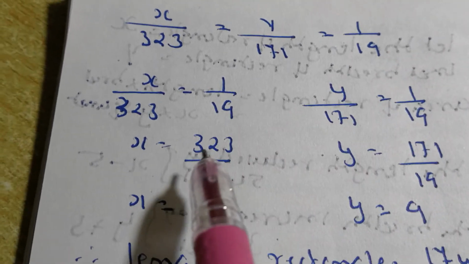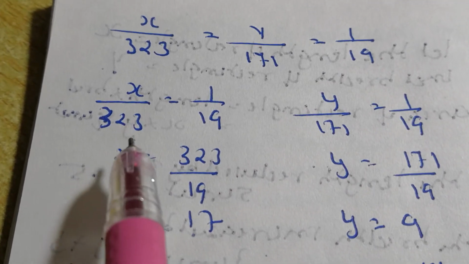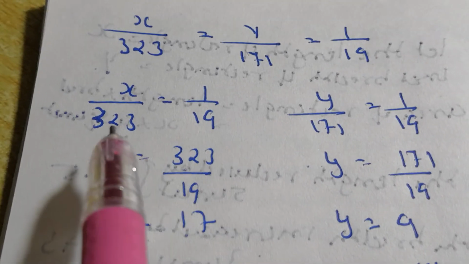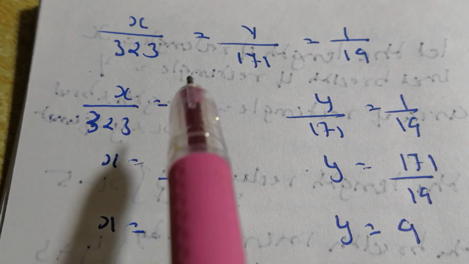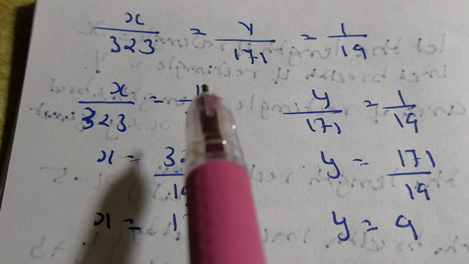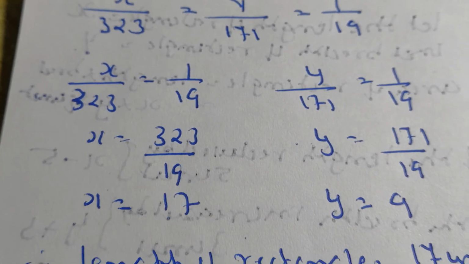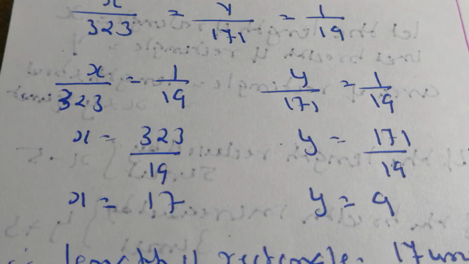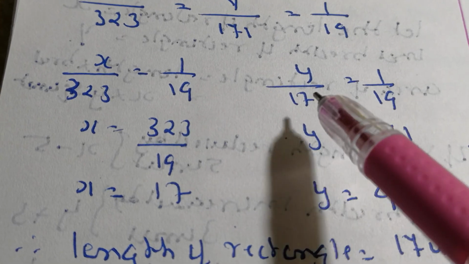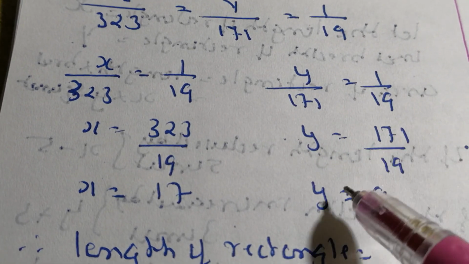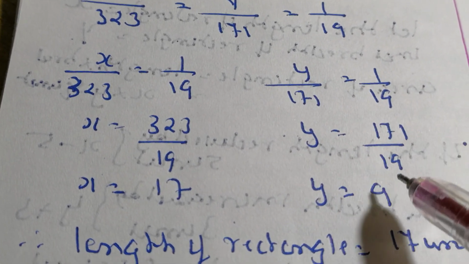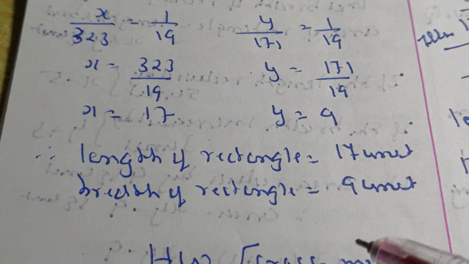Comparing x with 1 upon 19 and y with 1 upon 19. X upon 323 is equal to 1 upon 19. Division becomes multiplication, or the denominator goes to the numerator. So x is equal to 323 upon 19, so x is equal to 17. Y upon 171 is 1 upon 19. Same way, y is 171 upon 19, so y is equal to 9.